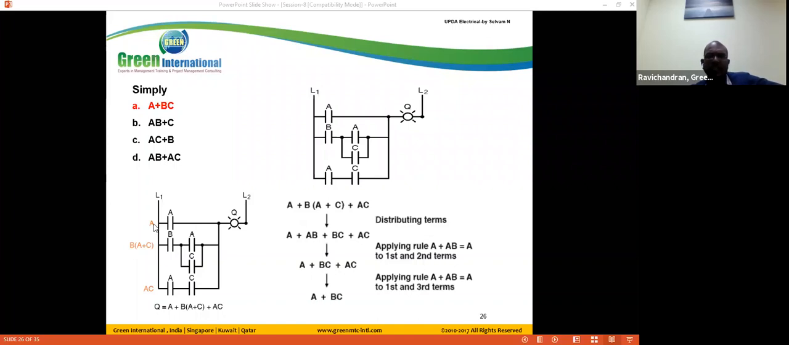So here we have A, here B, we have a parallel, so A plus C. So these combinations become B into A plus C. These combinations become AC. Because, so easy to understand, here high current flow. The both A and C will open. Simple, easy to understand like this.